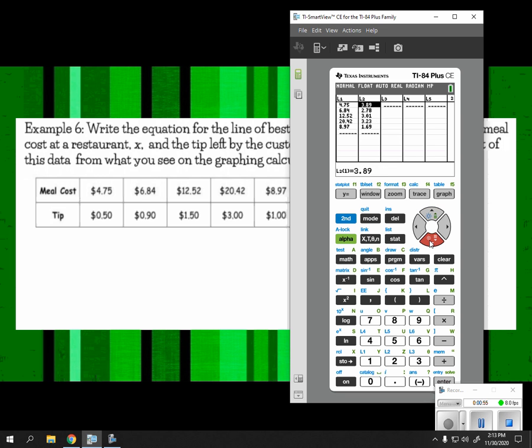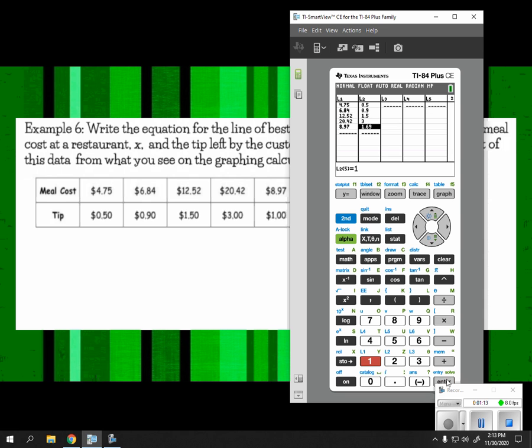Remember, I have to make sure I match them up. So I've got 0.50 or 0.5, 0.9, and this is tips. This is 90 cents. $1.50, $3, and then $1.